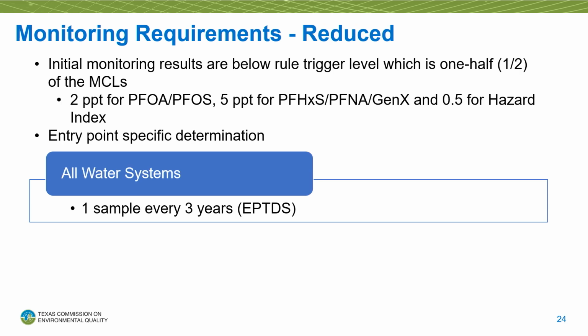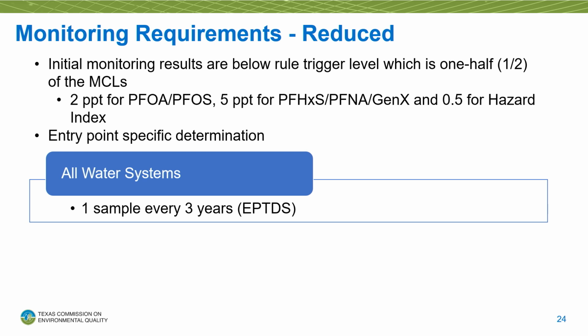After initial monitoring is done, there is a chance for reduced monitoring. If the initial monitoring results are below the rule trigger level, which is 1/2 of the MCLs, you'd be eligible for reduced monitoring. So the rule trigger level is 2 parts per trillion for PFOA or PFOS, 5 parts per trillion for PFHxS, PFNA, and GenX, and for the hazard index it'd be 0.5. And that is entry point specific.